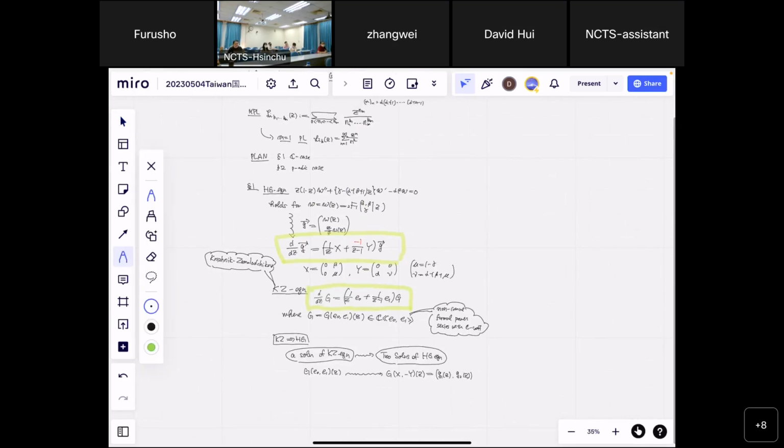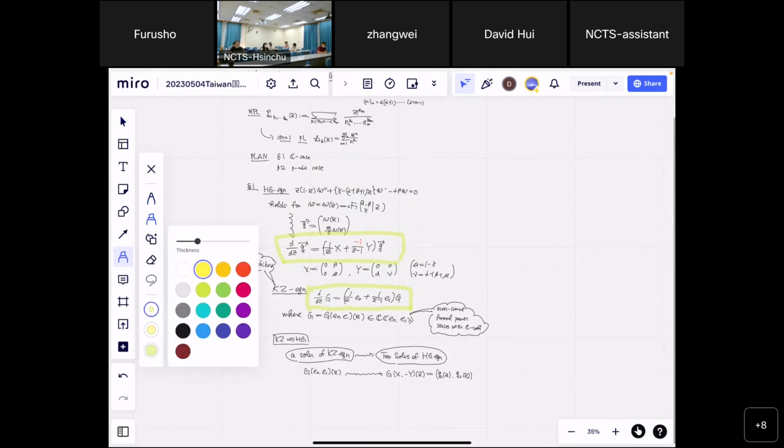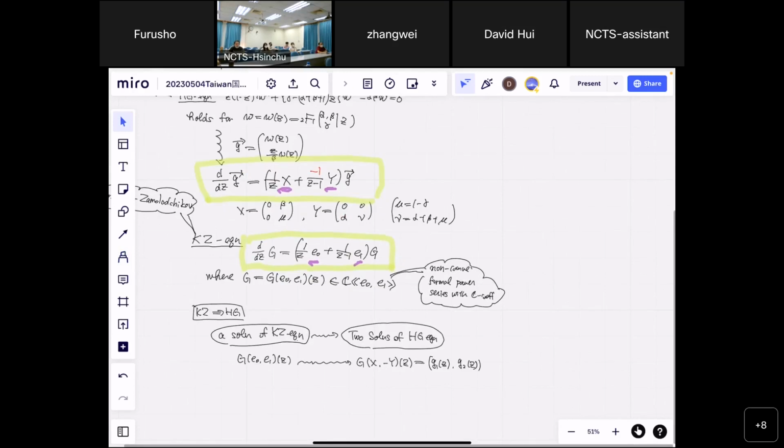You have X here. This is 1 here. This is E0 here. This is E1 here. So if you evaluate E0 to X and E1 to minus Y, then it will be a solution of a hypergeometric differential equation. Because this is a 2 by 2 matrix, you have two columns, so you have two solutions of hypergeometric equations.